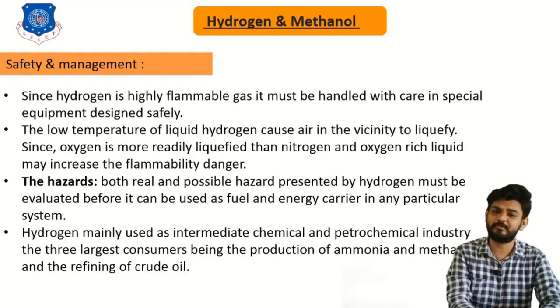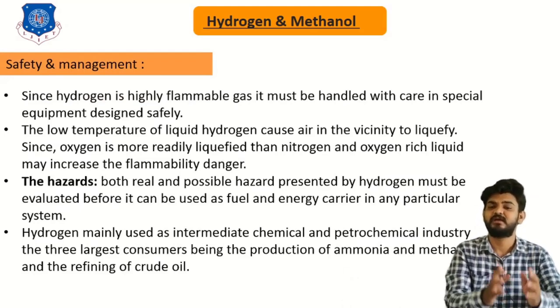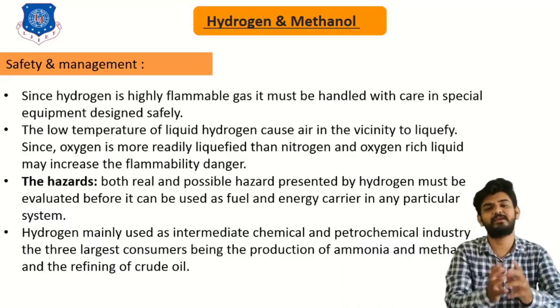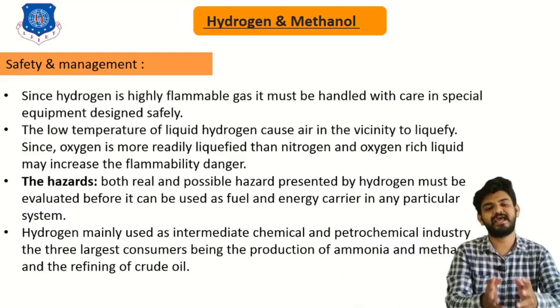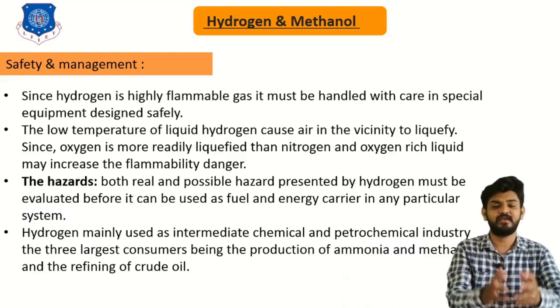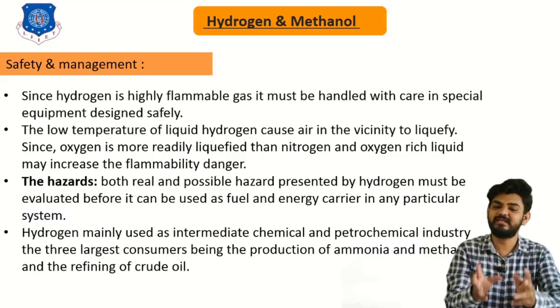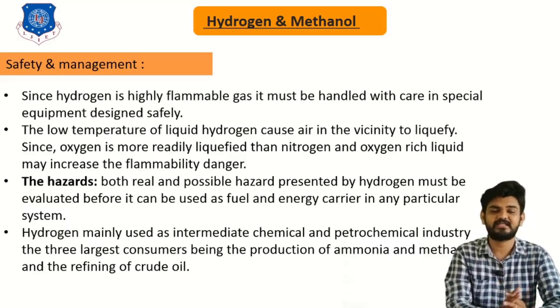Now let's move to the last topic of this chapter, and that is safety and management. Since hydrogen is highly flammable, it must be handled with care. So specially designed equipment needs to be constructed. The low temperature of liquid hydrogen causes air in the vicinity of the liquefier to liquefy. Since oxygen is more rapidly liquefied than nitrogen, an oxygen-rich liquid may increase the flammability. So we have to separate this hydrogen from the air, since air contains oxygen, which can easily ignite or catch fire with this hydrogen. The hazard.